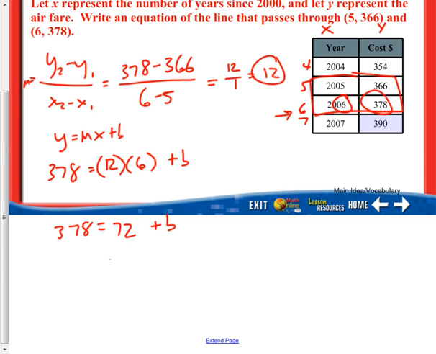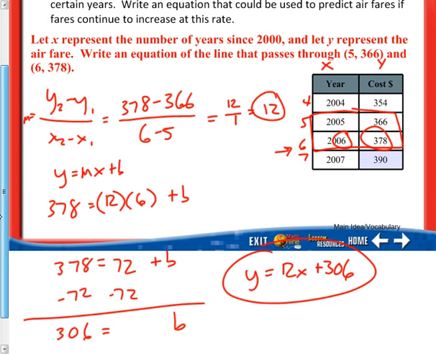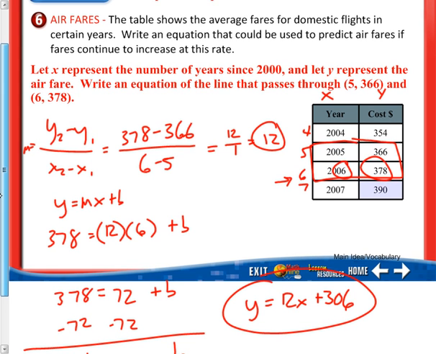Plus b. So now we need to subtract the 72 on both sides to get b is equal to 306. So now we can put this back into slope-intercept form. y equals 12x plus 306. And that would be an equation that we can use to predict the increase in airfare. Now, sometimes these types of problems say, then find what the airfare would be in 2025. And then we would just be able to plug 25 into this equation and find out what the airfare might be in the year 2025.